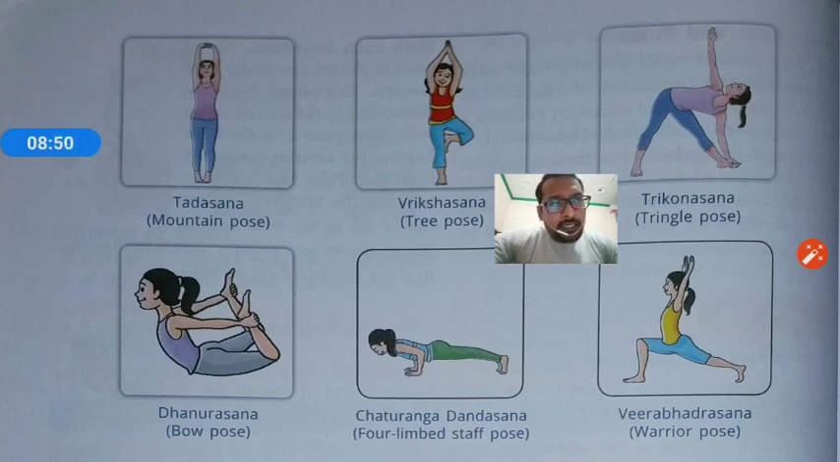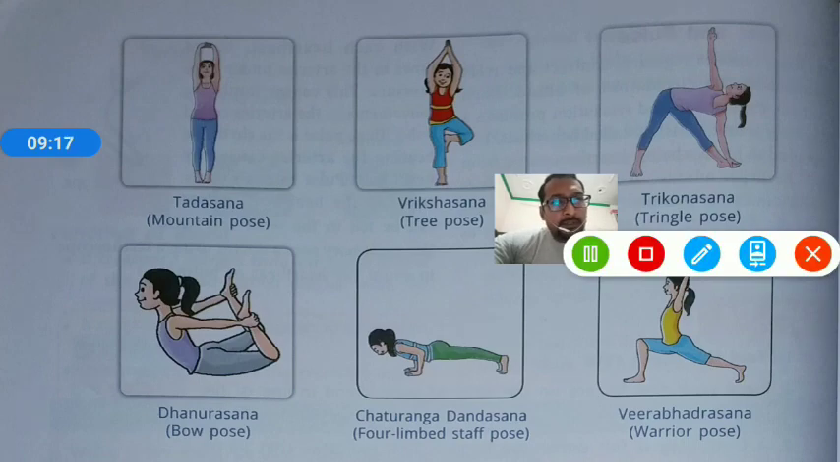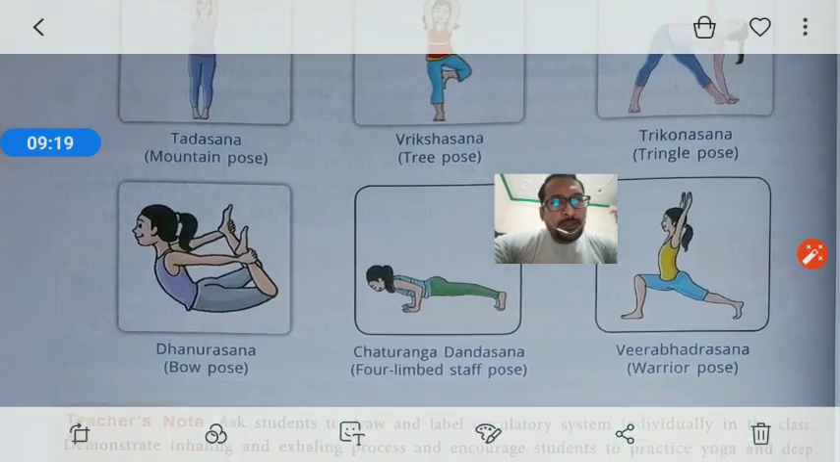Then you have Chaturanga Dandasana. Like you take push-ups. So here you have Chaturanga Dandasana, the four-limbed staff pose. Then you have Veerbhadra Asana, like a warrior ready to fight. So here you have a warrior pose. This is what is given in this book.